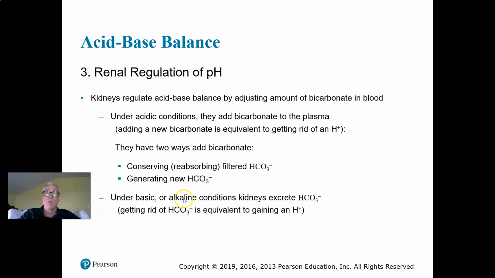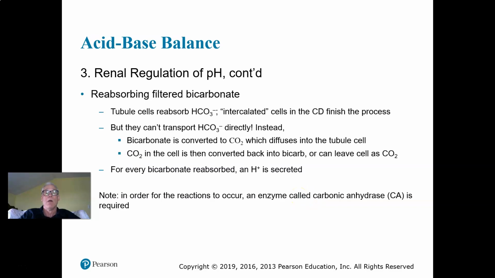There are cases in which we have alkalosis, and if we have those conditions that the kidneys need to compensate for, they can actually get rid of bicarbonate, secrete bicarbonate into the filtrate, and that's the equivalent to gaining hydrogen ions. So if we are basic or alkaline, that means we have a low hydrogen ion concentration. We can add hydrogen ions effectively by getting rid of bicarbonate from the body.